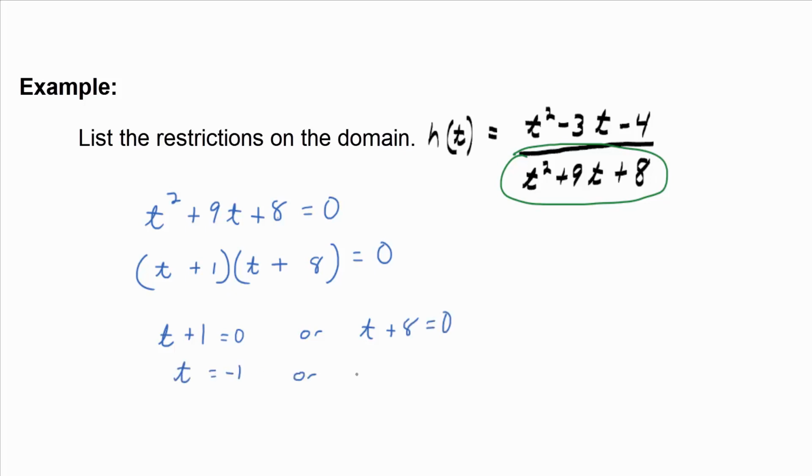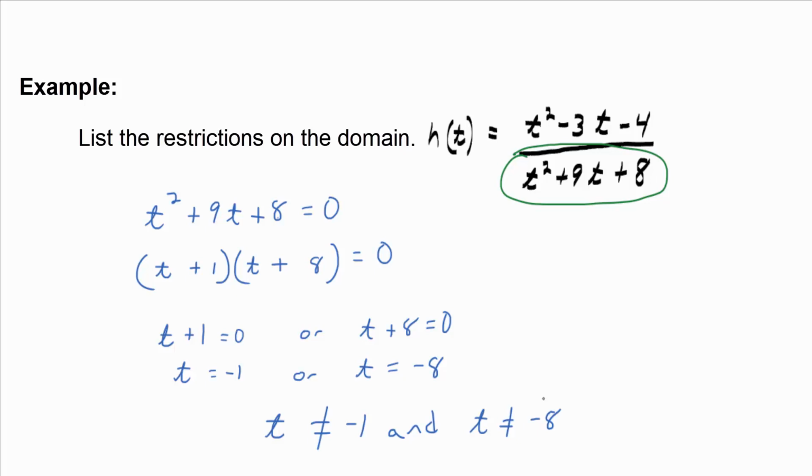Yeah, but you don't stop here. These are the values we have to restrict, right? List all domain restrictions. So t can't equal those values. These are the restrictions. t does not equal -1, and t does not equal -8. If you wanted to write down the domain, you would say all real numbers except t equals -1 and t equals -8. But you're just asked to list the restrictions, and so that's all you got to do.